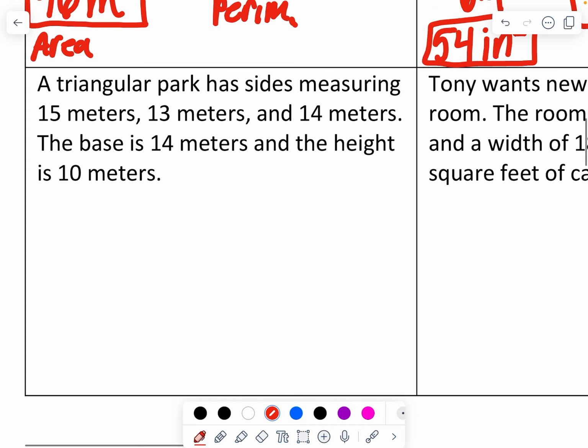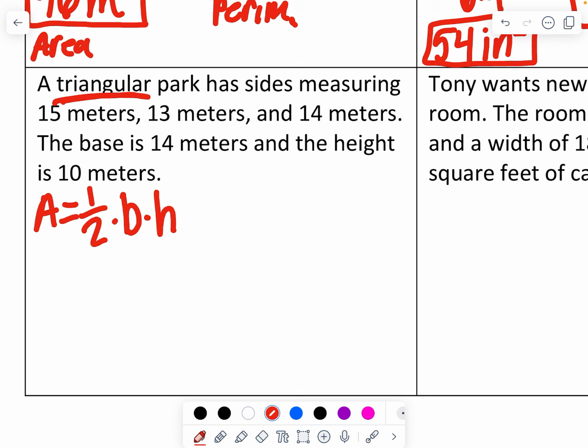So a triangular park has sides measuring 15 meters, 13 meters, and 14 meters. The base is 14 meters and the height is 10 meters. It doesn't say it, but we're going to find the area and perimeter. So it's a triangular park, so I know I got to use my triangle formula. So that's A equals 1/2 times base times height. And I'm going to draw this over on the right, just so that I have a better understanding of it. And so it says, I'm going to start with the base and the height. So the base is 14, and the height is 10 meters.